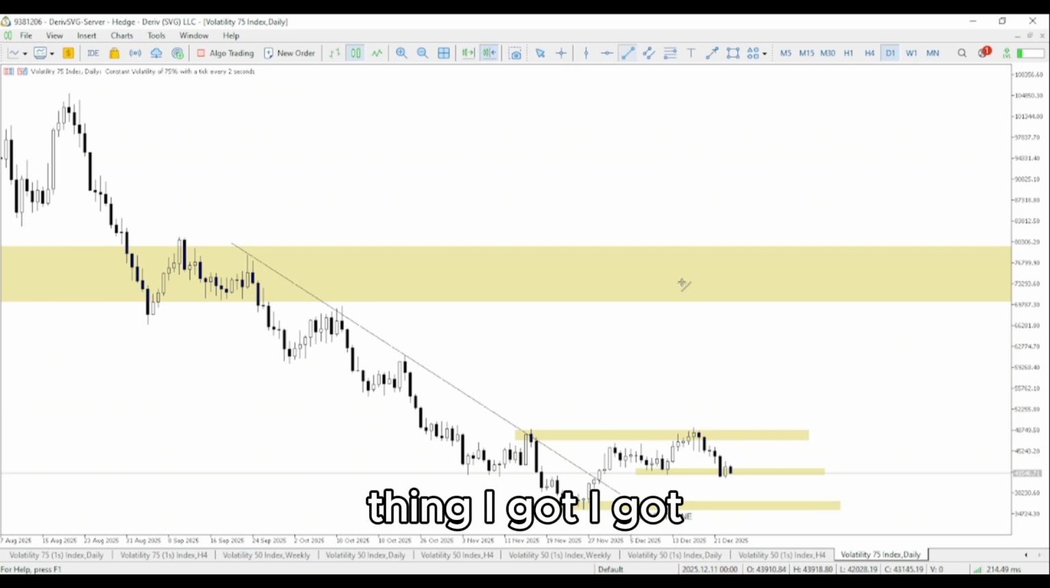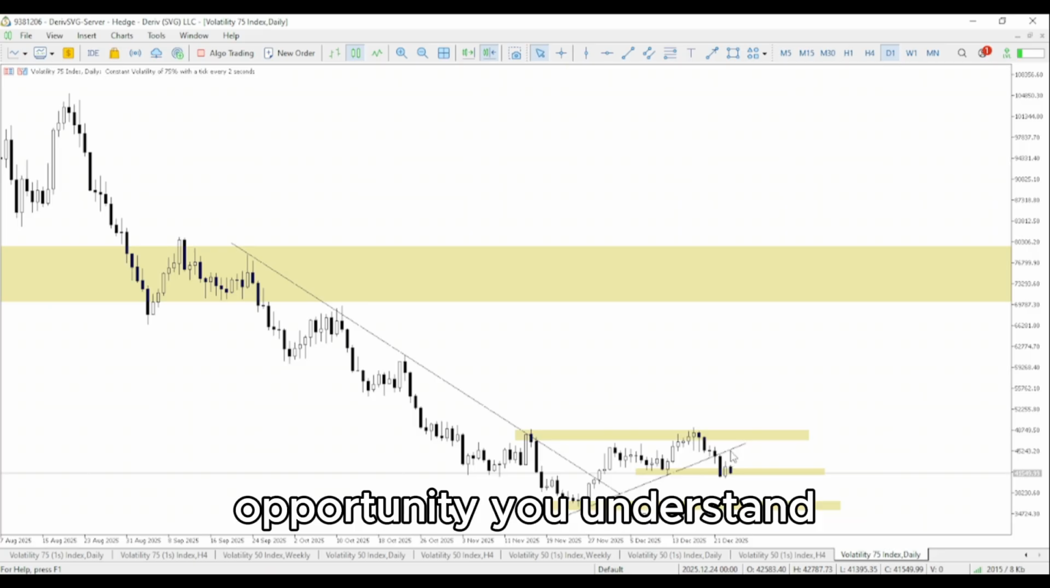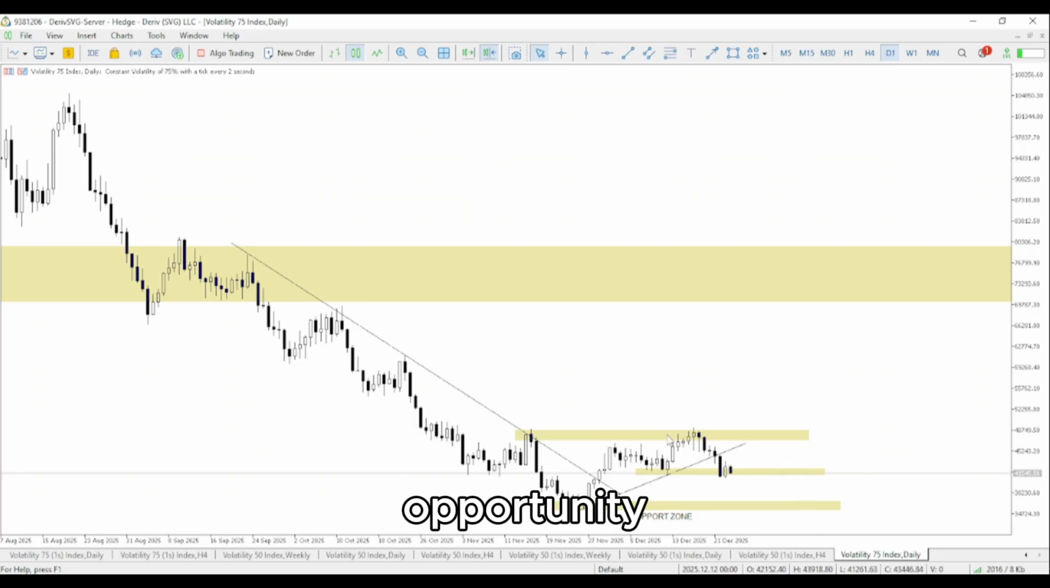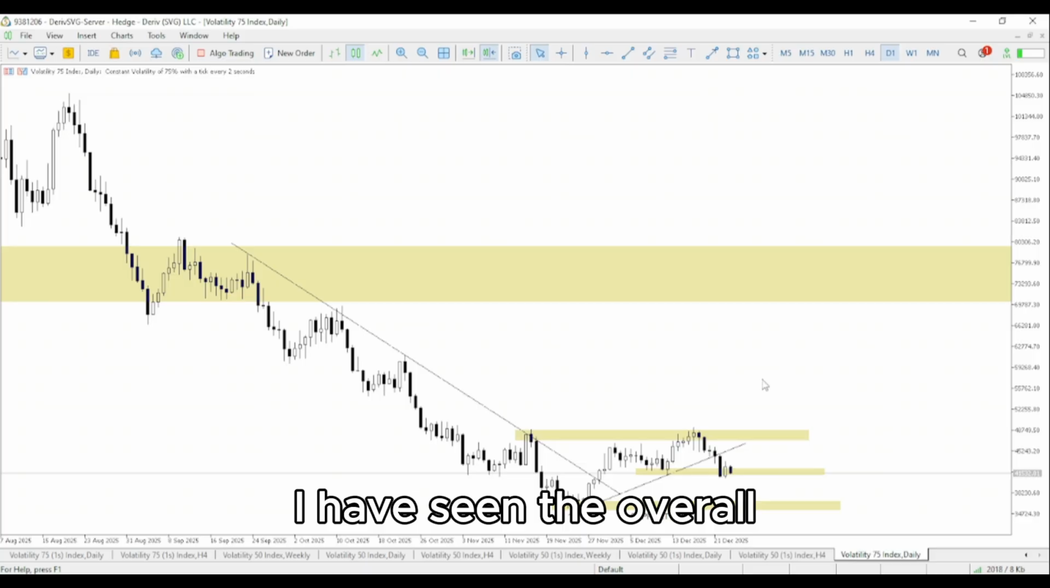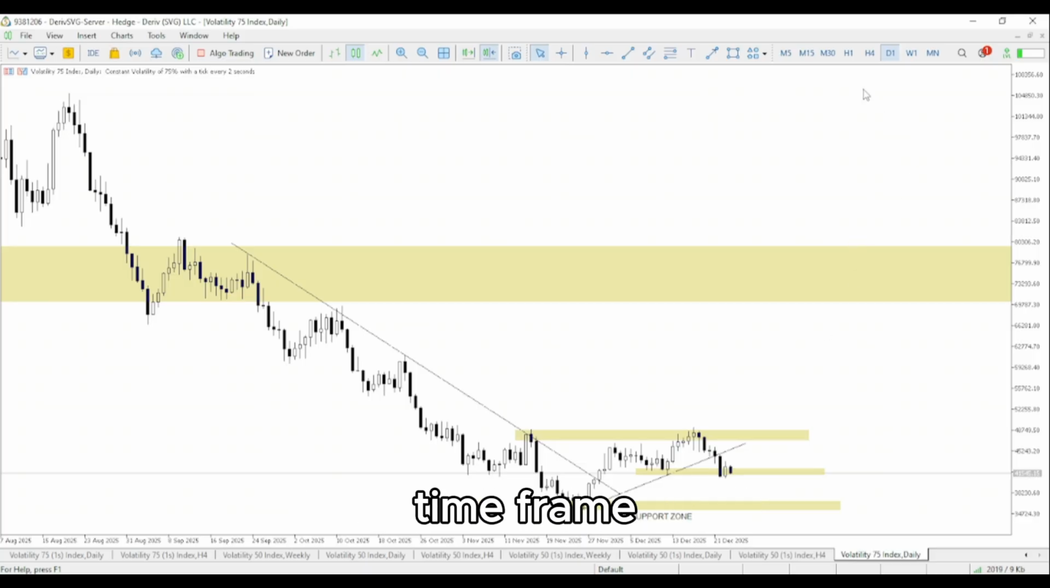Then next, I got a trend line from this level. I got a trend line from this level also. I got a trend line from this level. This now is telling me that the market is trending, it is moving bullish right now, but I'm looking for selling opportunity. You understand? I'm not looking for buying opportunity. I'm looking for selling opportunity because I have seen the overall trend from the weekly time frame.